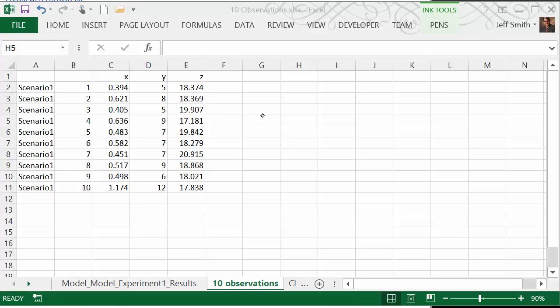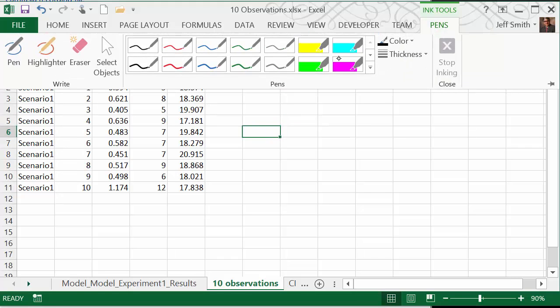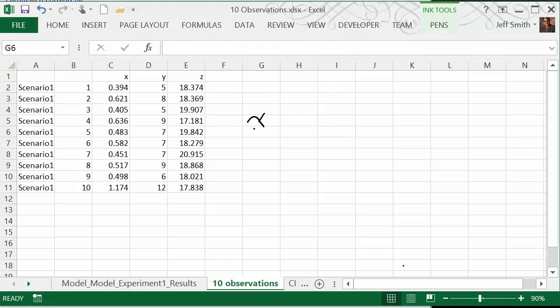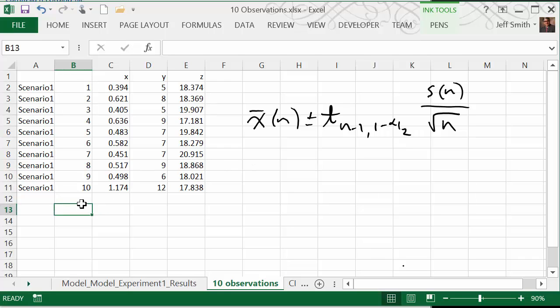And recall our confidence interval, let me grab the pen here. Our confidence interval is x bar n plus or minus t sub n minus 1, 1 minus alpha over 2, times Sn over the square root of n. And so we're just going to use Excel to compute those values. So let me just do that here.